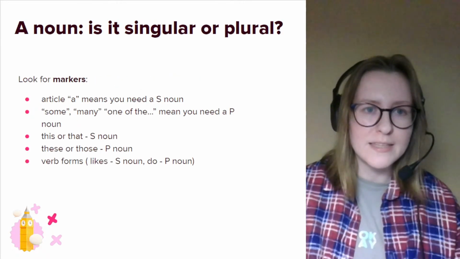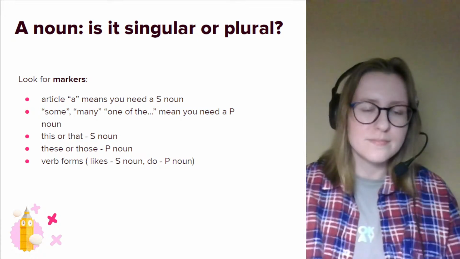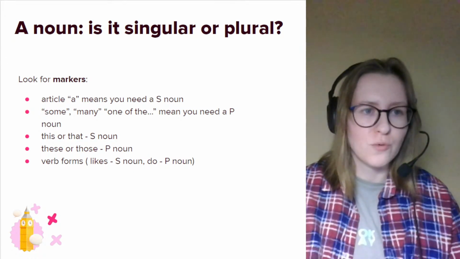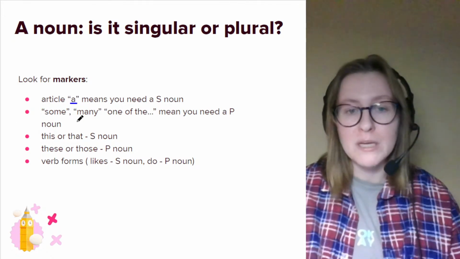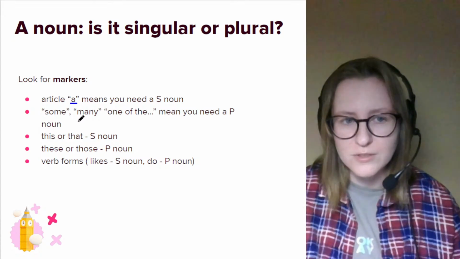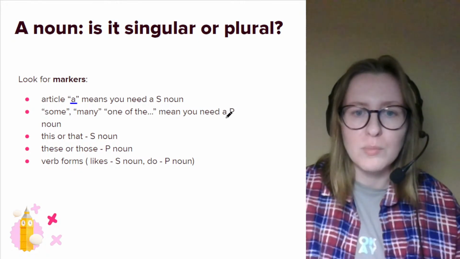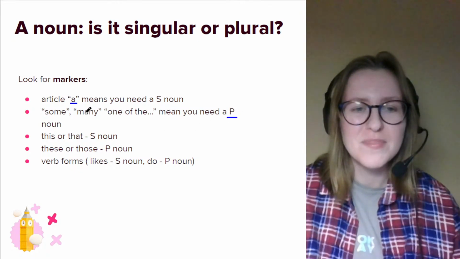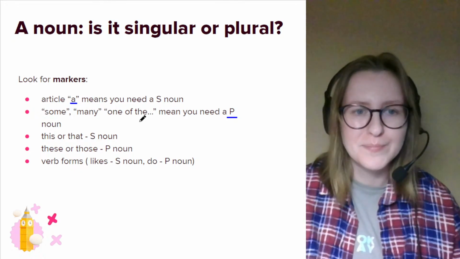All right, guys, and now let's focus on nouns being singular or plural. How do we know which one we need? We always look for markers, right? If we have an article a, that means you need a singular noun because you can't use a with plural nouns. Some, many, one of the always mean you need a plural noun because, well, just logically, right? Just like with numbers, if we have 5,000, of course we need a plural noun.